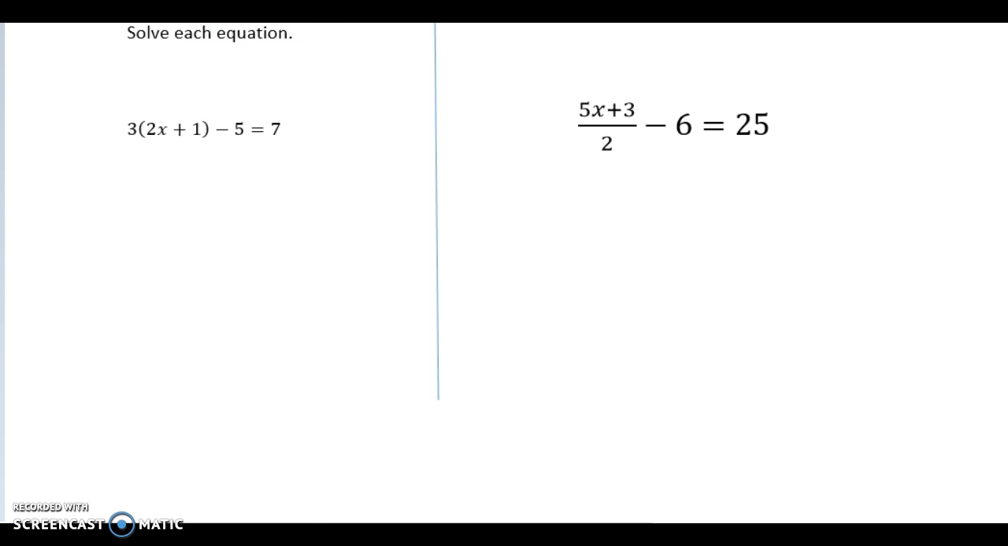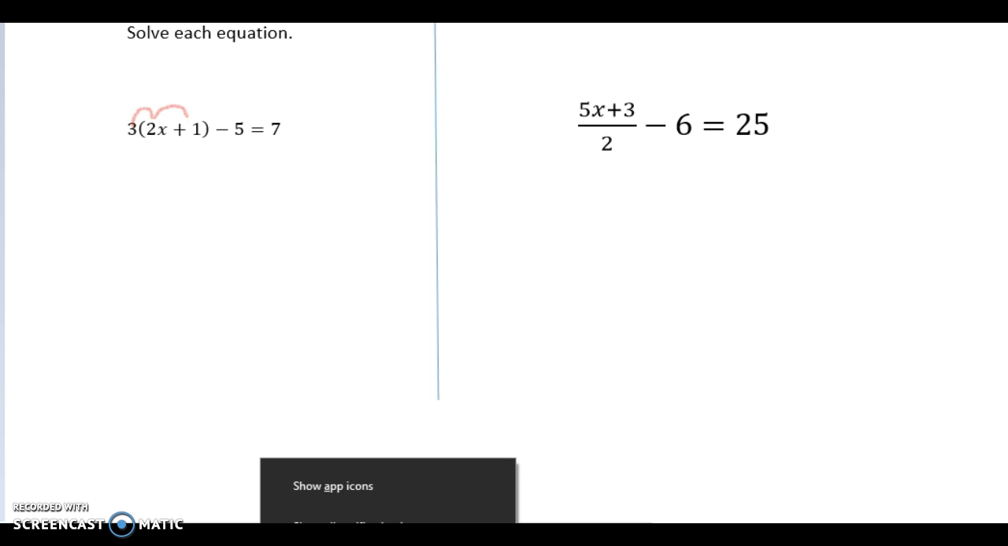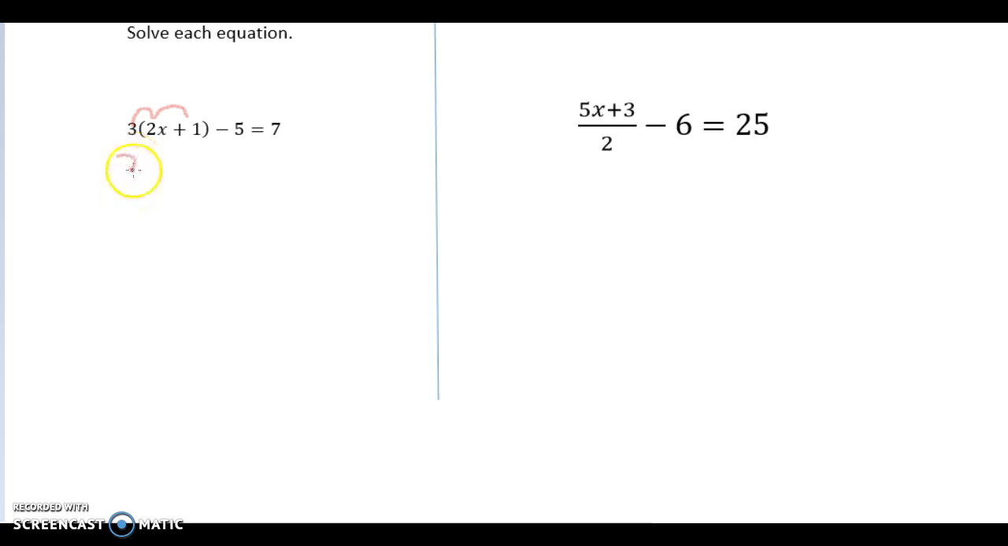So we're going to distribute the 3, multiplying it by 2x, and then also take the 3 and distribute it and multiply by 1. So that will be 3 times the 2x plus 3 times the 1. If we multiply 3 times 2x gives us 6x, and 3 times 1 gives us 3.